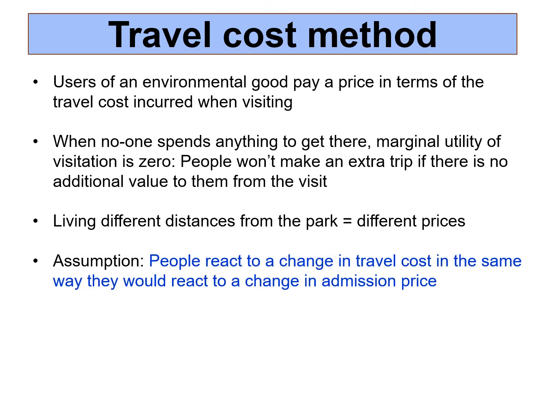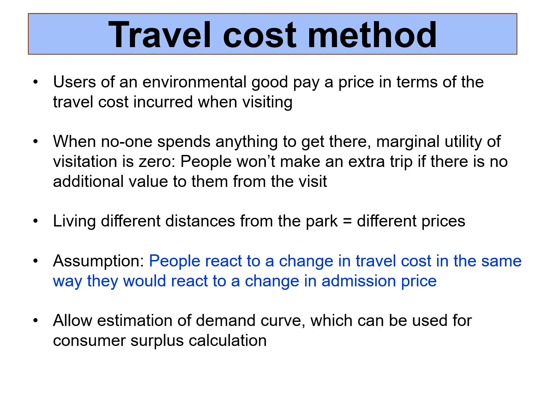So the assumption for the travel cost is that people react to a change in the travel cost in the same way they would react to a change in the admission price. So the travel cost method allows estimation of a demand curve, which can be used to compute the consumer surplus. Okay?